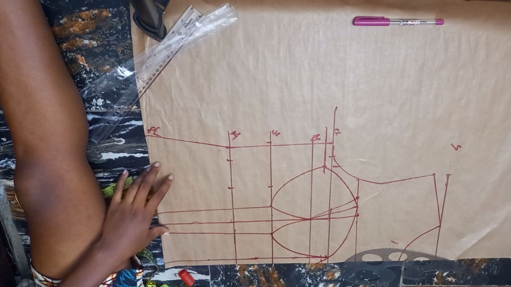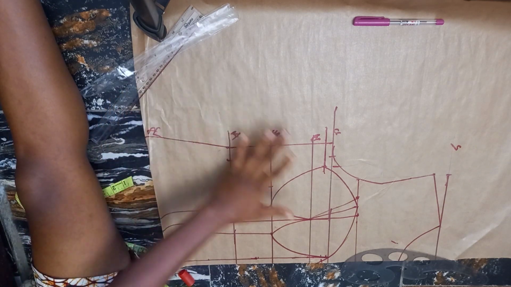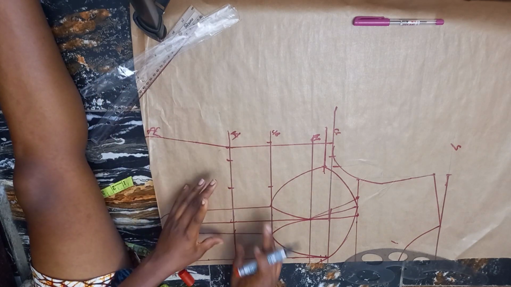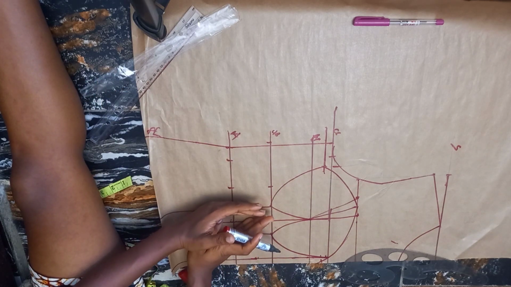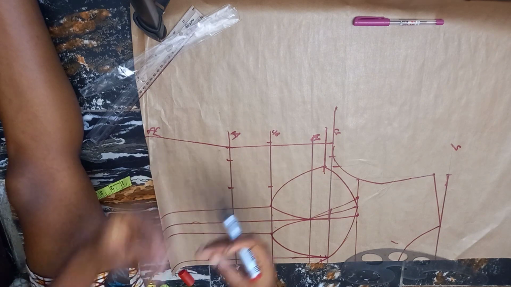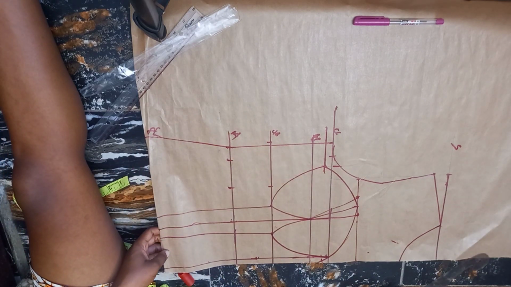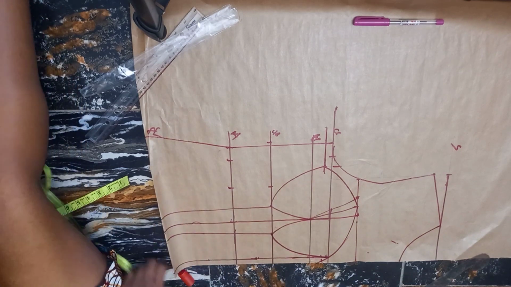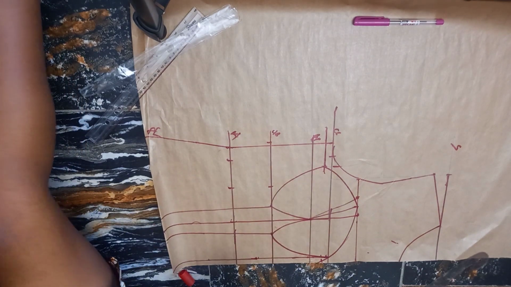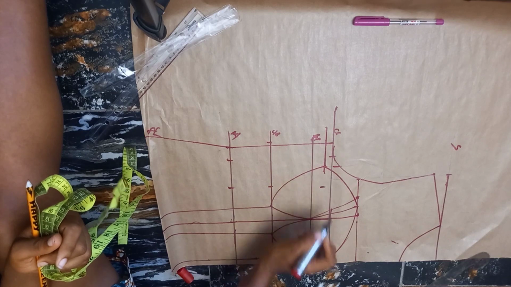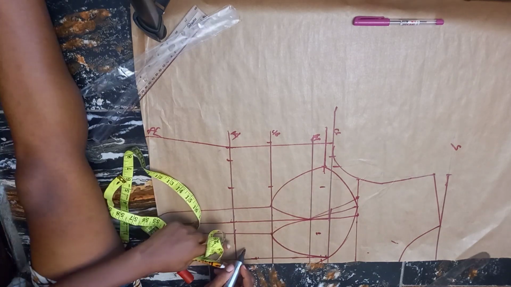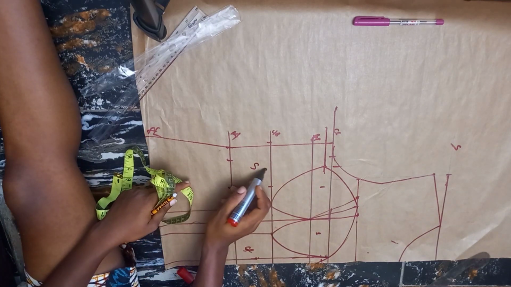So now the next thing to do is to add your extra seam allowance to it. We have already added the allowances we removed here. So what you're going to be adding is your actual seam allowance. You understand? So the next thing I'm doing now is I'm going to cut this out. But before then, I have to label. This is my cup 1, this is my cup 2, this is my center front, and this is my side front.